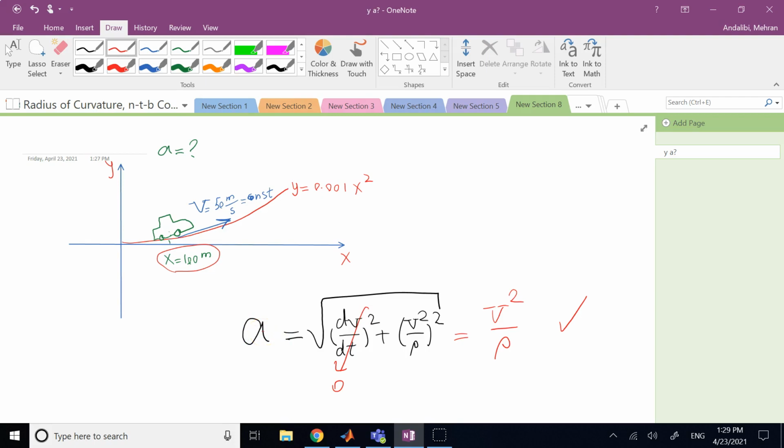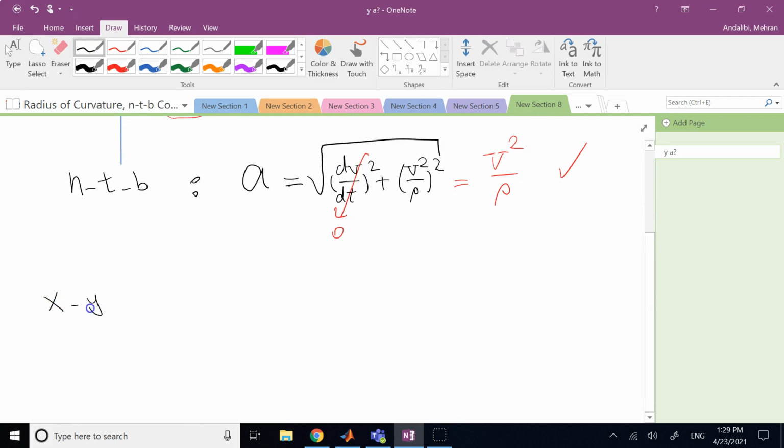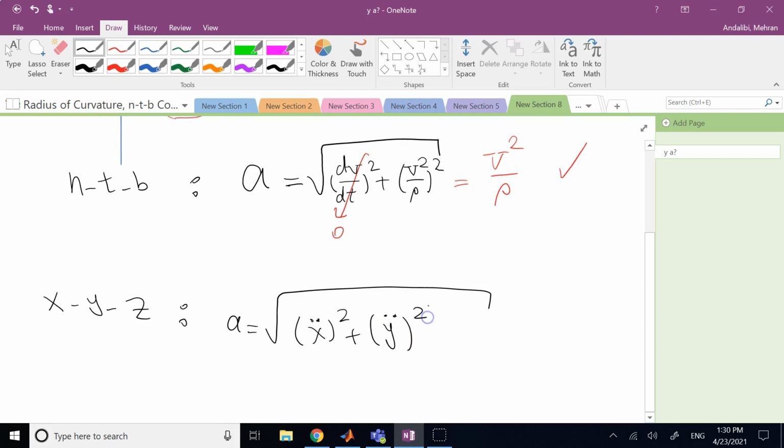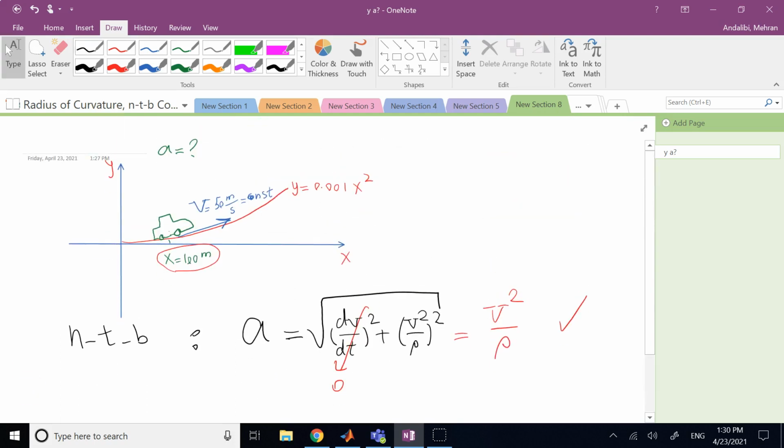Now, if I ask you to resolve this problem, but this time use x, y, z Cartesian coordinates, it's not going to be that easy. Because if you want to use xyz coordinates instead of ntb coordinates, now the magnitude of acceleration is going to be the square root of the acceleration terms, which are the x double dot term, plus the y double dot term, plus the z double dot term. In this case there is no z, so it's just x double dot and y double dot, or ax and ay. Now, where do you get these? I don't have them, but I have the equation for the path. So I have to take the time derivative of this twice.